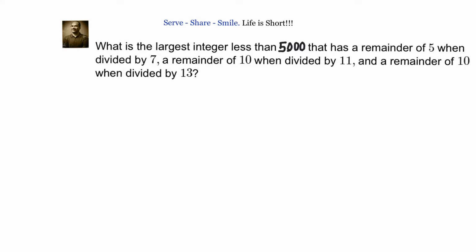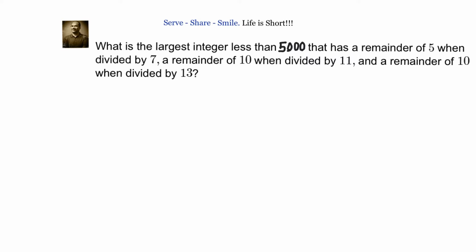We have to find the largest integer less than 5000 which satisfies the three conditions. Now if you observe, a remainder of 10 when divided by 11 and the same remainder when divided by 13 makes our job a little bit easy. So let's first write down, based on the conditions, what we can say about this number. Let us say our number is x.